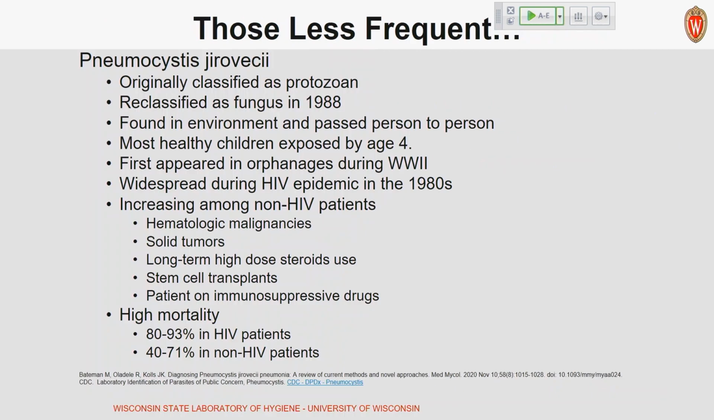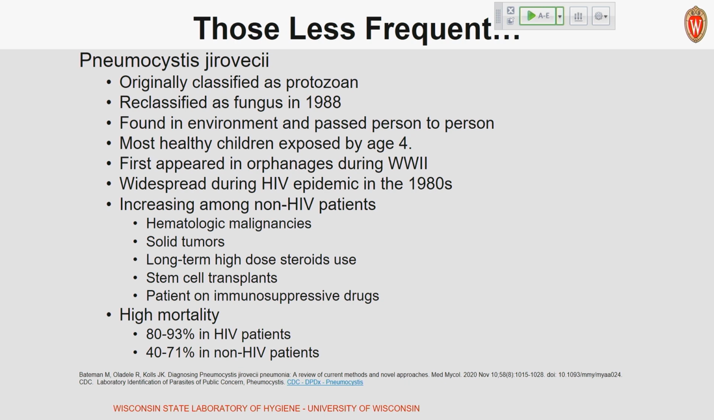Moving on to some things that are less frequent, and I know we're probably running out of time, but I know we wanted to touch a little bit on pneumocystis, diagnosis of pneumocystis pneumonia. Just some background on it. Originally classified as a protozoa, reclassified as a fungus in 1988.